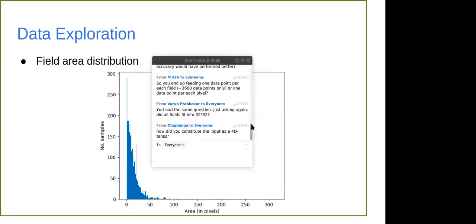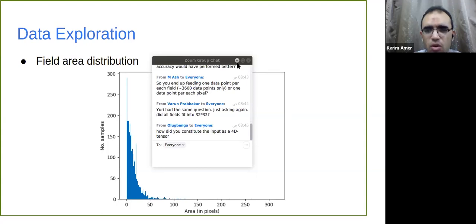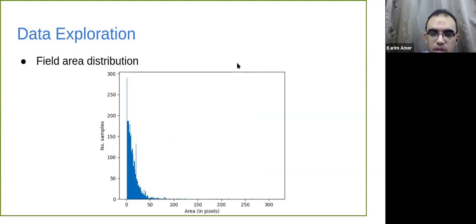I don't know if there are any other questions. How did you constitute the input as a 4D tensor? So the library I used in training all this stuff was PyTorch, and it's quite easy. By concatenation of all time steps and all spectral bands, you end up with a 4D NumPy matrix at first, and you transform it to a PyTorch tensor afterwards. It's really straightforward in PyTorch, thankfully.